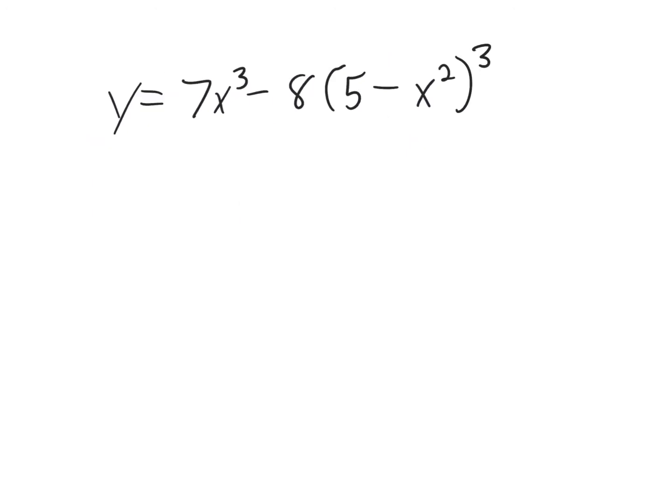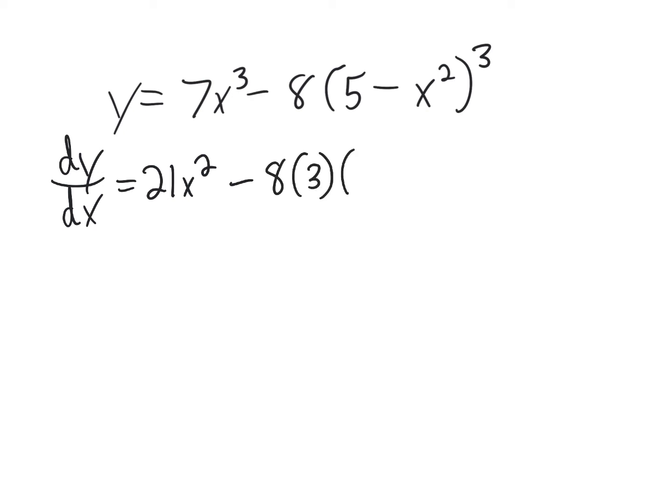Here we have another example where we're going to be using the chain rule. Now be careful. A lot of people try and use the product rule here, but the only thing multiplied together is the 8 times the 5 minus x squared to the third. So we can take the derivative of each part separately. So the 7x cubed is just 21x squared, and then we use the chain rule to take the derivative of the second part. We bring the 3 down, derivative of the inside, rewrite the inside, subtract 1 from the exponent, then the derivative of the inside.